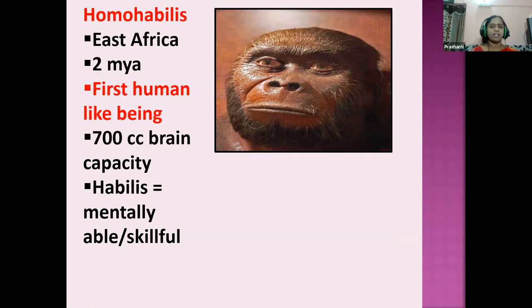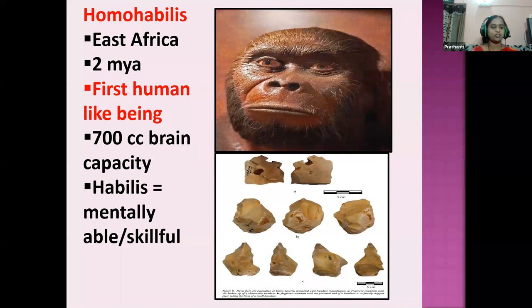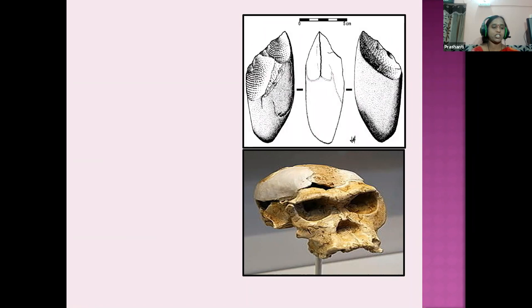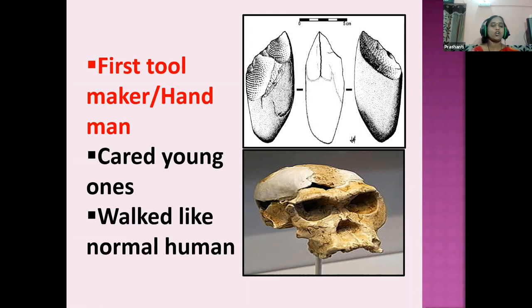And next comes Homo habilis. Homo habilis lived in East Africa 2 million years ago. We can say that these are the first human-like beings. Their brain capacity increased to 700 cc. Habilis means mentally able or skillful. So they used tools of chipped stones. They were really capable of making tools, children. We can appreciate them. Also they cared for the young ones and they walked like normal humans. So these have been called the first human-like beings.